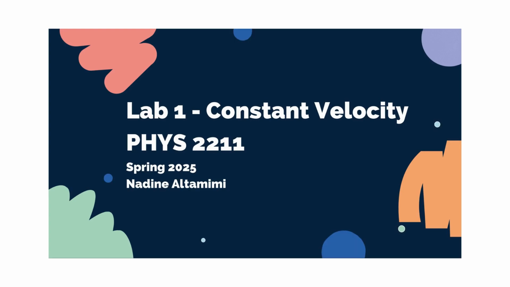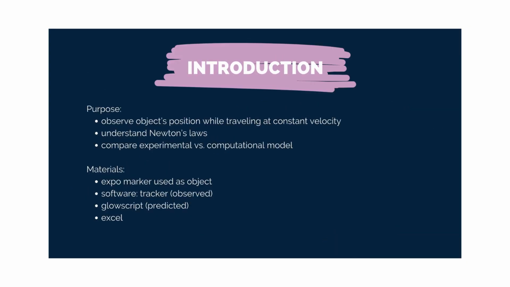Nadine, and I will be discussing Lab 1, Constant Velocity for Physics 2211. So, just to give an introduction of what we did for lab and what our purpose was. The purpose of this lab was to observe an object's position while it is traveling at a constant velocity. This just means that the object is not accelerating and it is moving in a straight path.